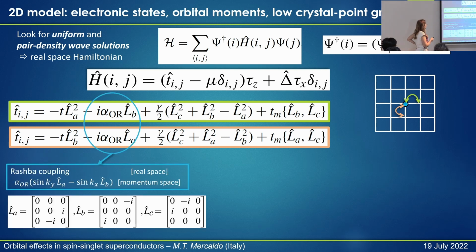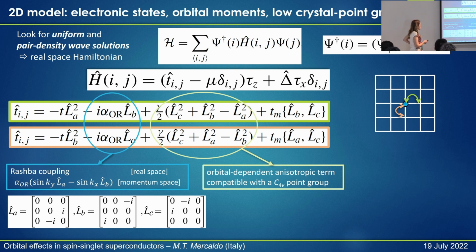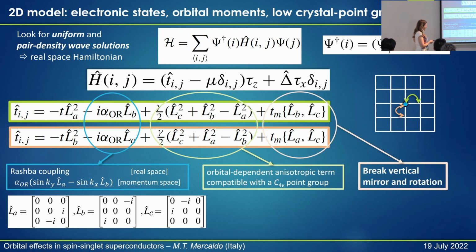Okay, these are the matrices. This is simply the Rashba coupling that I wrote before. But if we write it in momentum space, it's like saying kx Ly, minus ky Lx, and so on. The next term also couples the same orbitals, and so it's just an isotropic term that's compatible with the C4 point group symmetry. The new ones are this, which is actually the anti-commutator of the orbital angular momentum operators. And these are the terms that break the vertical mirror and rotation.